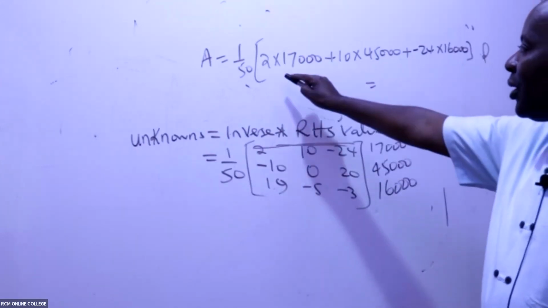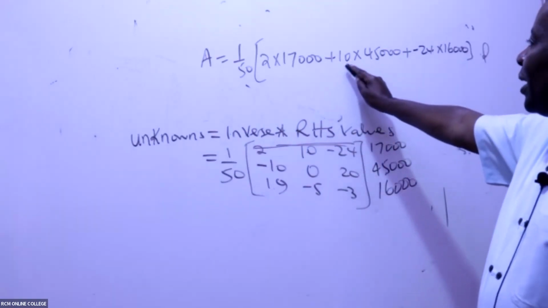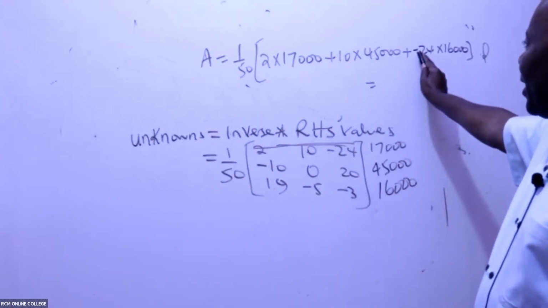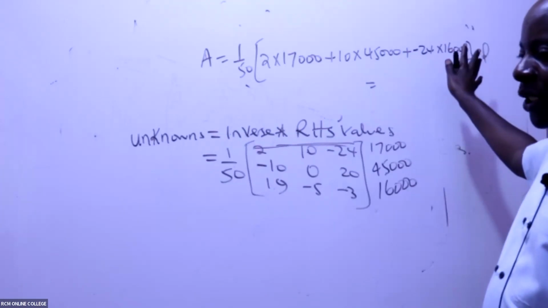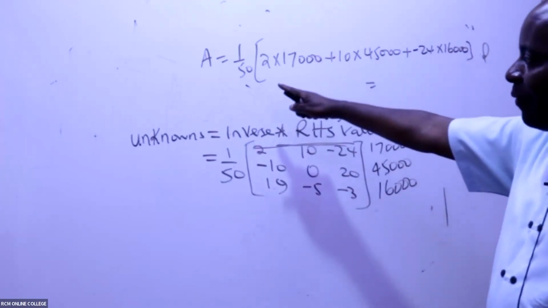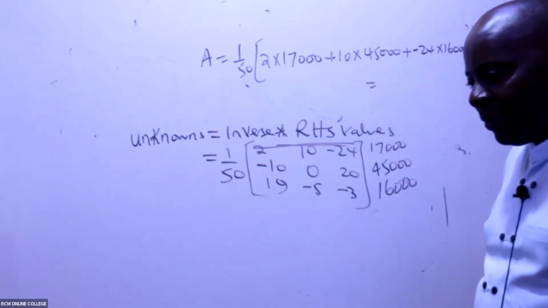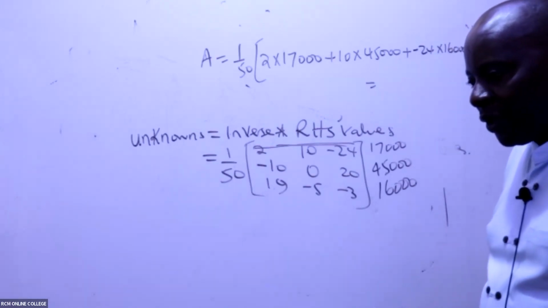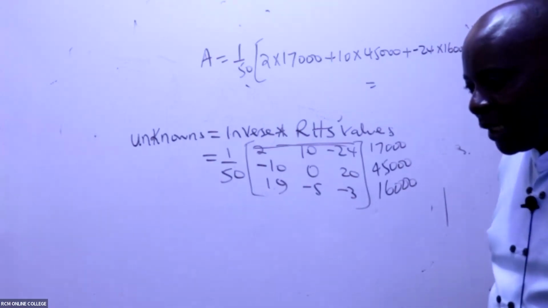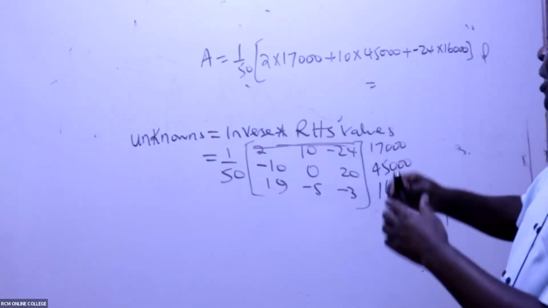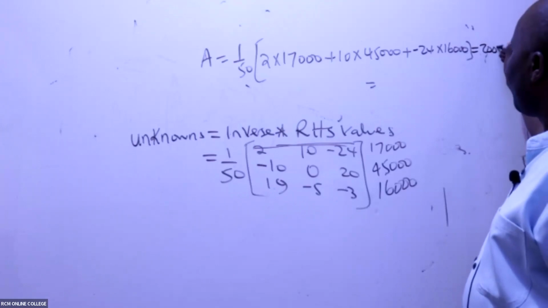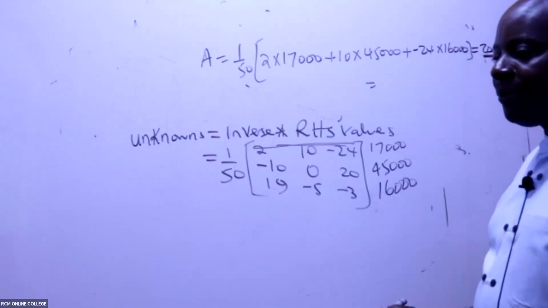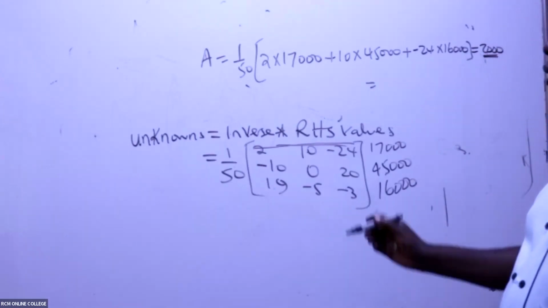So take 2 times 17,000 plus 10 times 45,000 plus minus 24 times 16,000, say equals first. Whatever you get, you divide by 50. Thank you very much, Delamere and Julie. I'm being told that the answer here is 2,000. And then now you go for B.